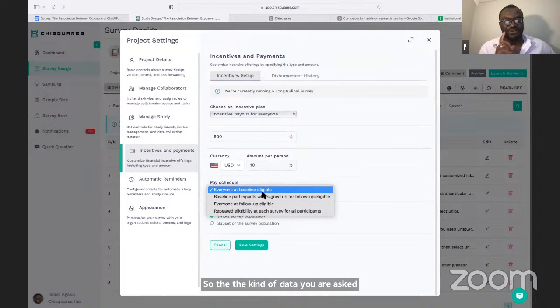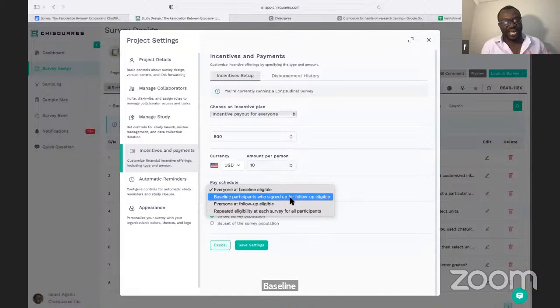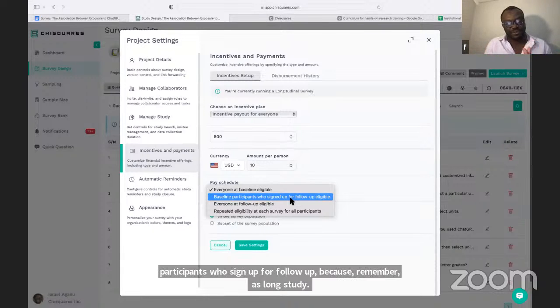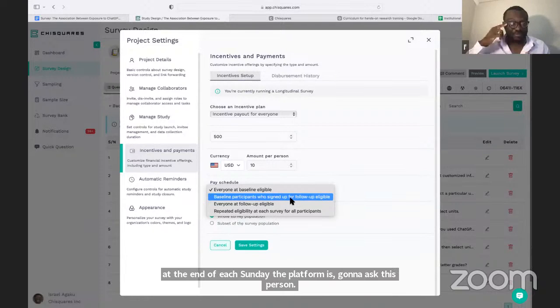So now it's asking you, okay, this money you want to pay, do you want to pay everybody at baseline, or do you want to pay baseline participants who sign up for follow-up? Because remember, that's a longitudinal study. At the end of each survey, the platform is going to ask this person, hey, we have a follow-up survey coming. Do you want to participate?